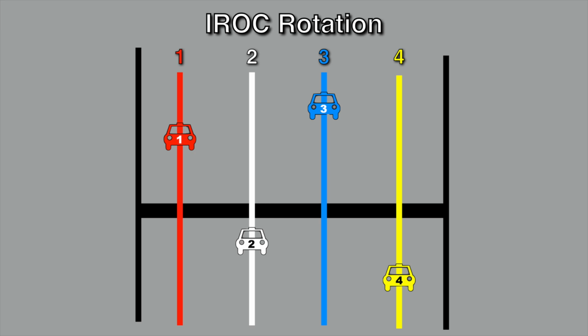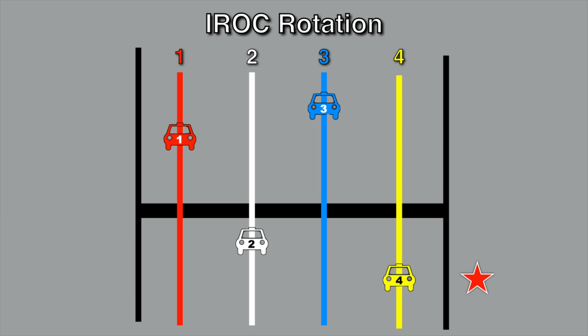Assuming that we're running a round robin with more than 4 drivers, the driver on lane 4 is going to be sitting out. So he places a marker on the track next to where his car finished, just like you do in a normal non-IROC race. Here's where it gets a little tricky. The driver in car number 3 is going to be rotating to lane 4. So what we need to do is move the yellow car from lane 4 into the position where the driver in car 3 finished. This is now continued from lane 3 to lane 2 and to lane 1.